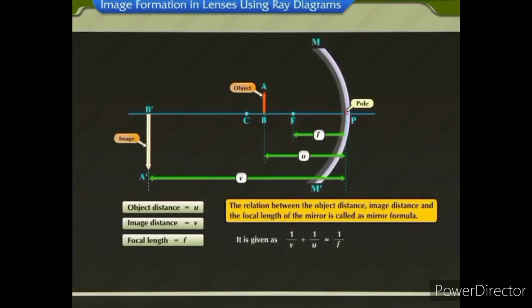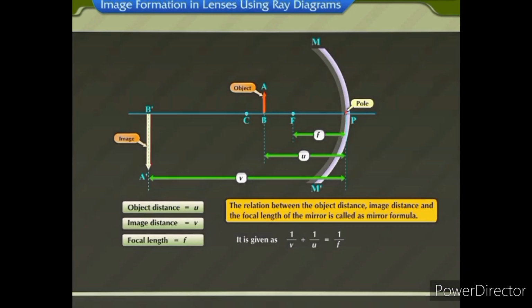In spherical mirrors, we used the mirror formula with certain sign conventions to find the position, size and type of the image formed. Similarly, for lenses we have sign conventions and a lens formula. Let us explore more about it.